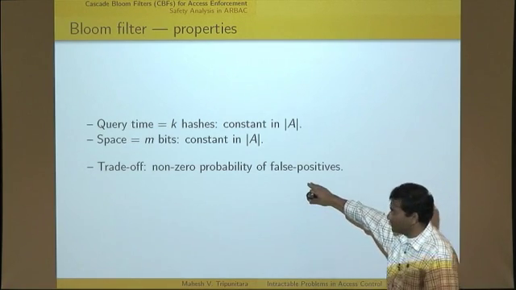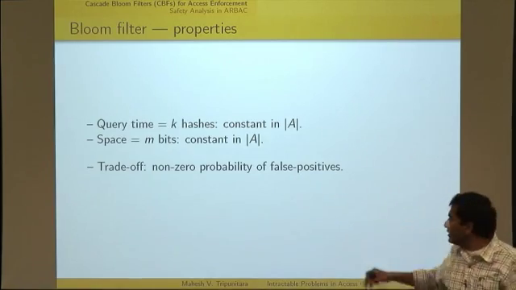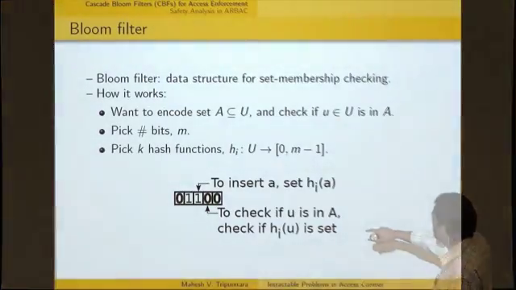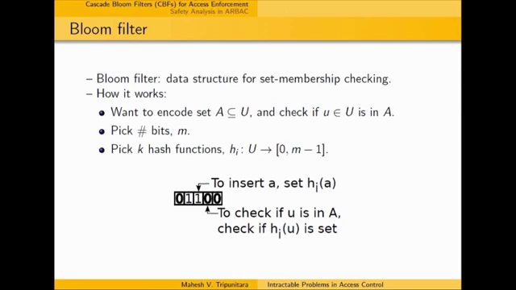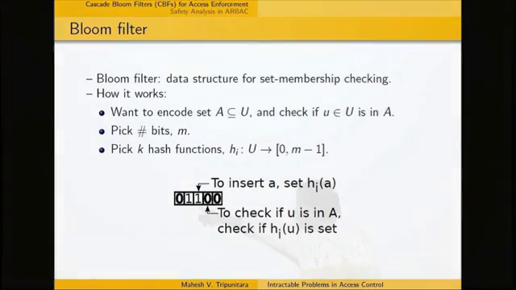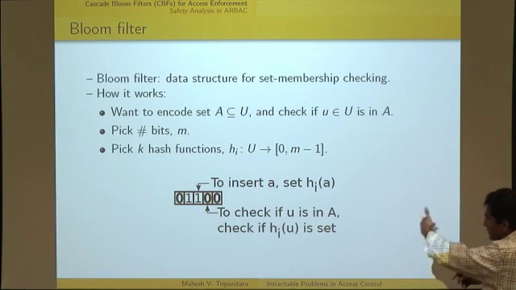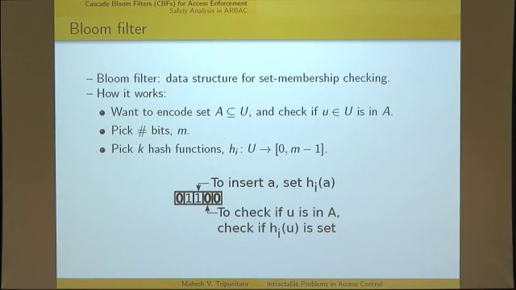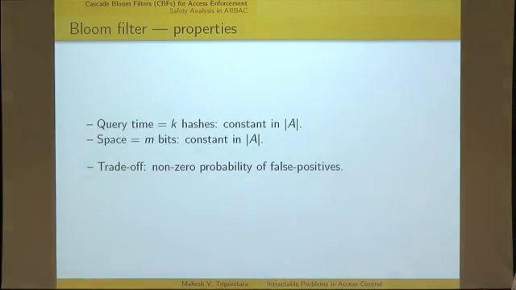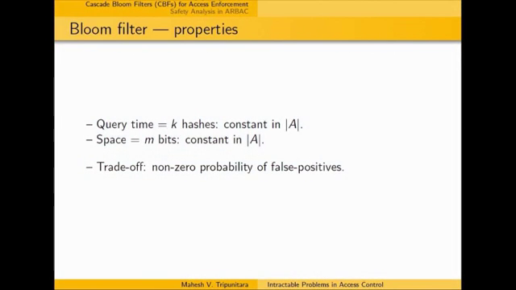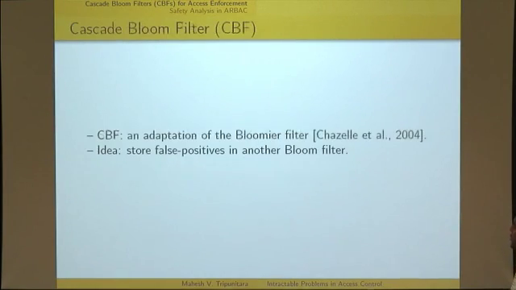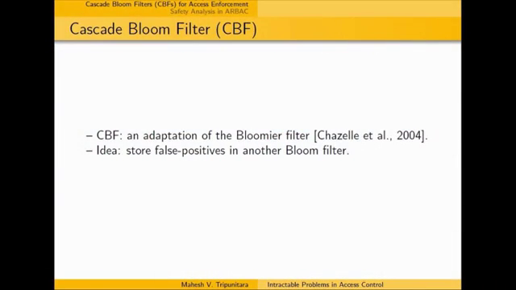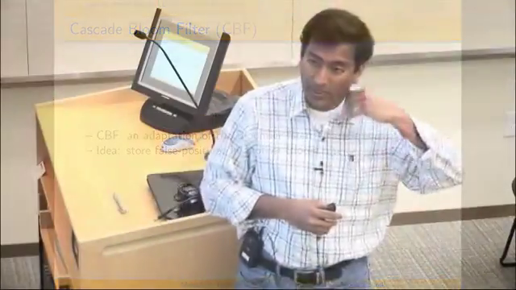But of course, nothing comes for free, and here's the trade-off. If I pick some u in U that is not in A and I query for it, it's possible that all the bits it maps to under the hash functions are set, and then we have a false positive. But this error is one-sided, so it cannot happen if one of the bits is clear when I check. Right? Okay, so to use this for access enforcement, we cannot deal with false positives, because in access enforcement we typically expect a 100% correct answer.